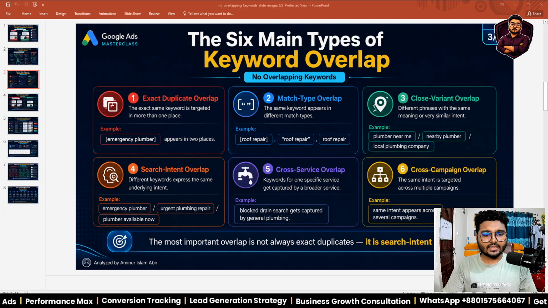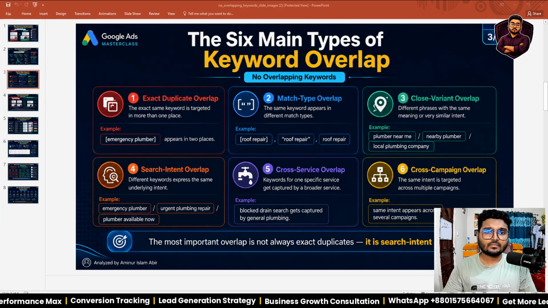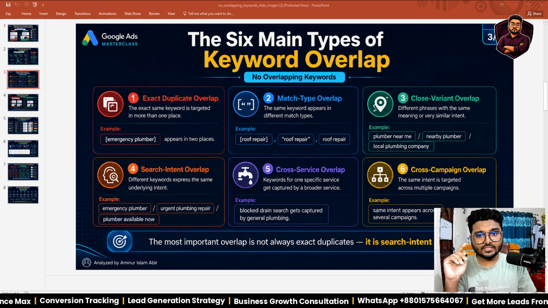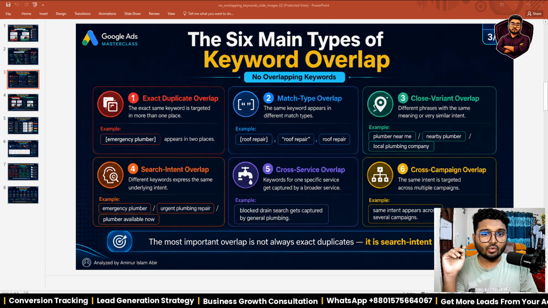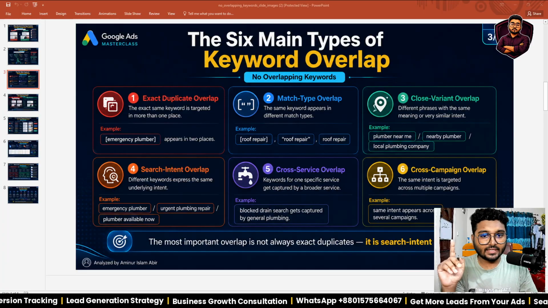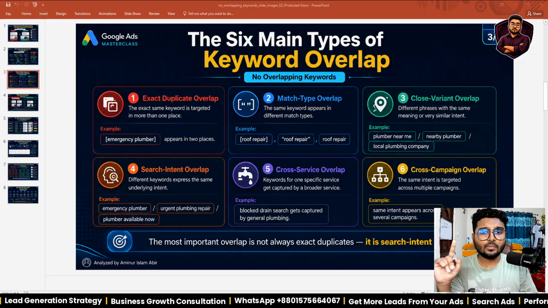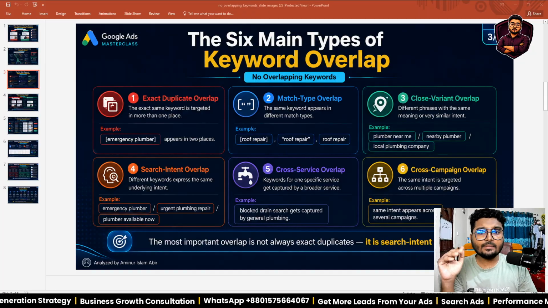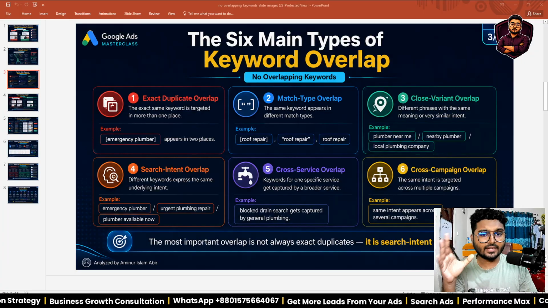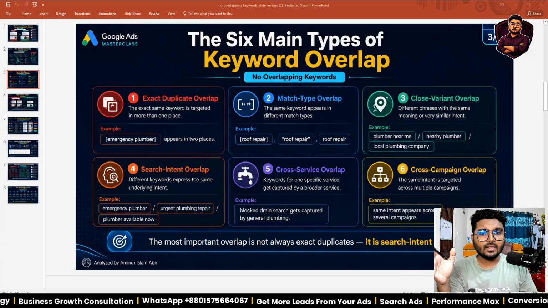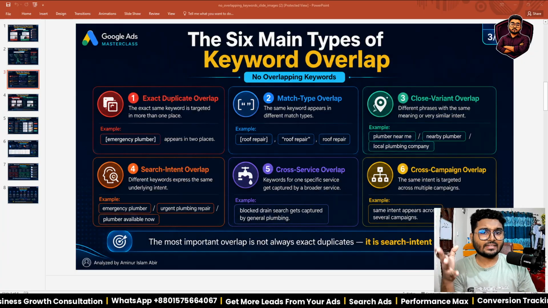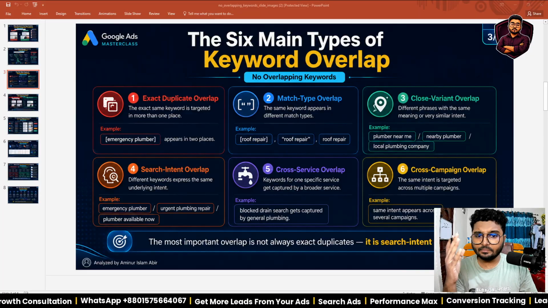So this is my slide 3. Here I explain the 6 main types of keyword overlap. Keyword overlap does not always appear as one exact duplicate. It can happen in several different forms. Type 1: exact duplicate overlap. This happens when the same keyword appears in multiple campaigns or ad groups. For example, exact match [emergency plumber] appears in campaign A and also in campaign B.